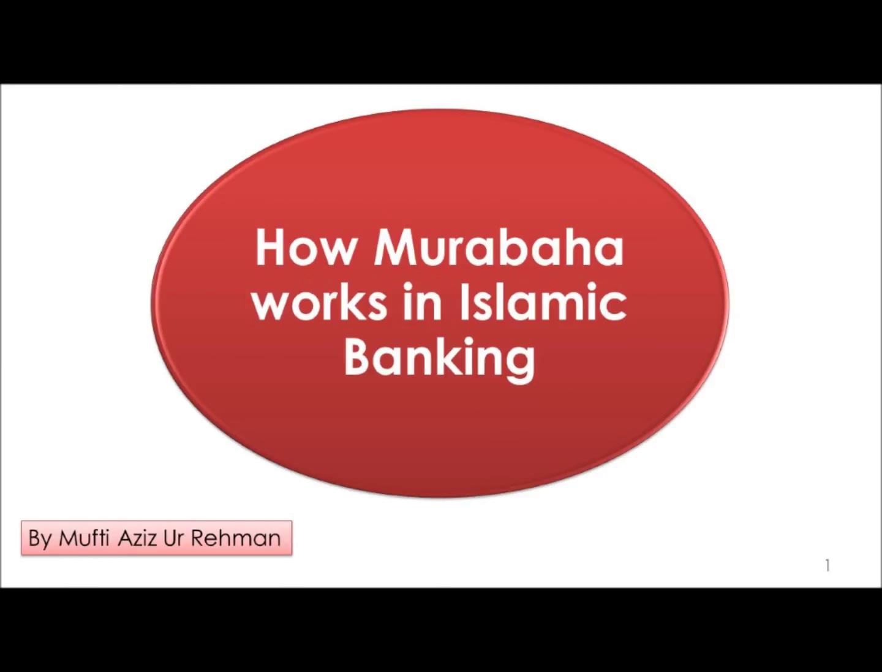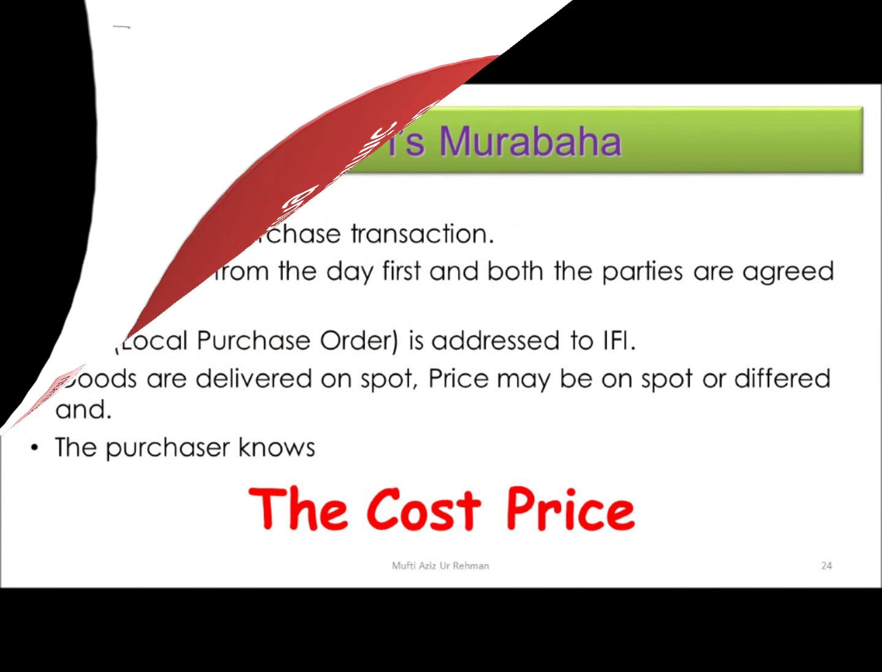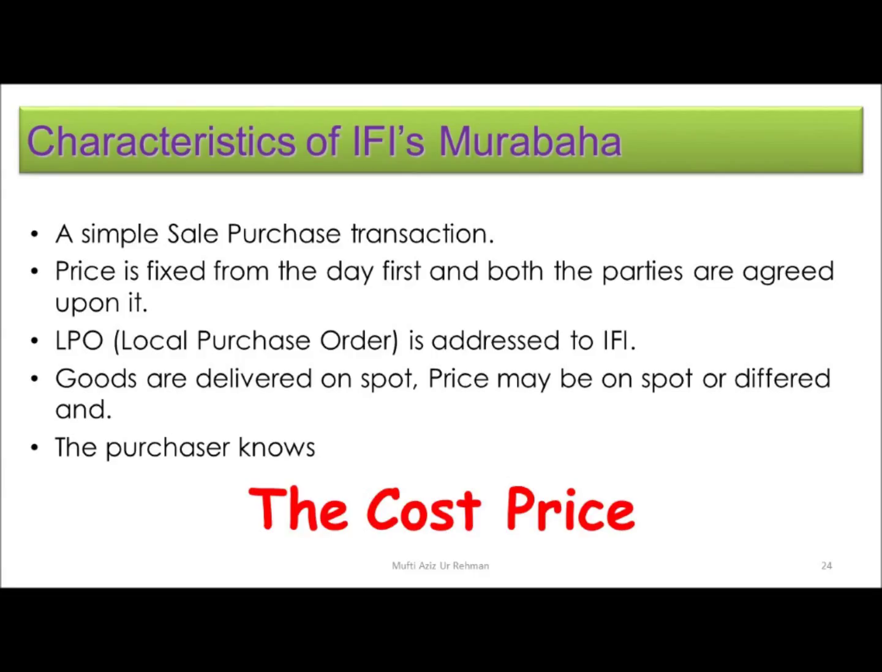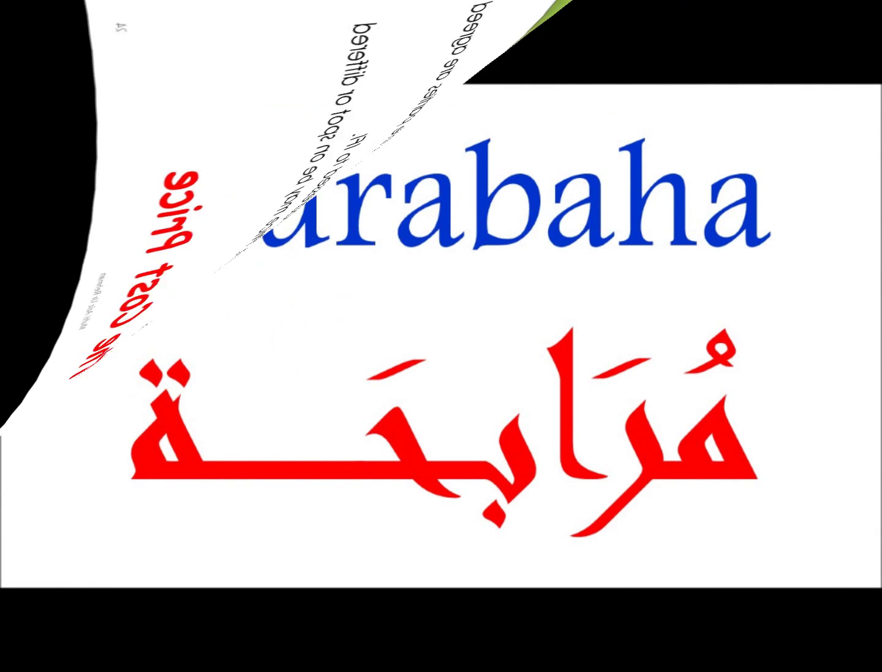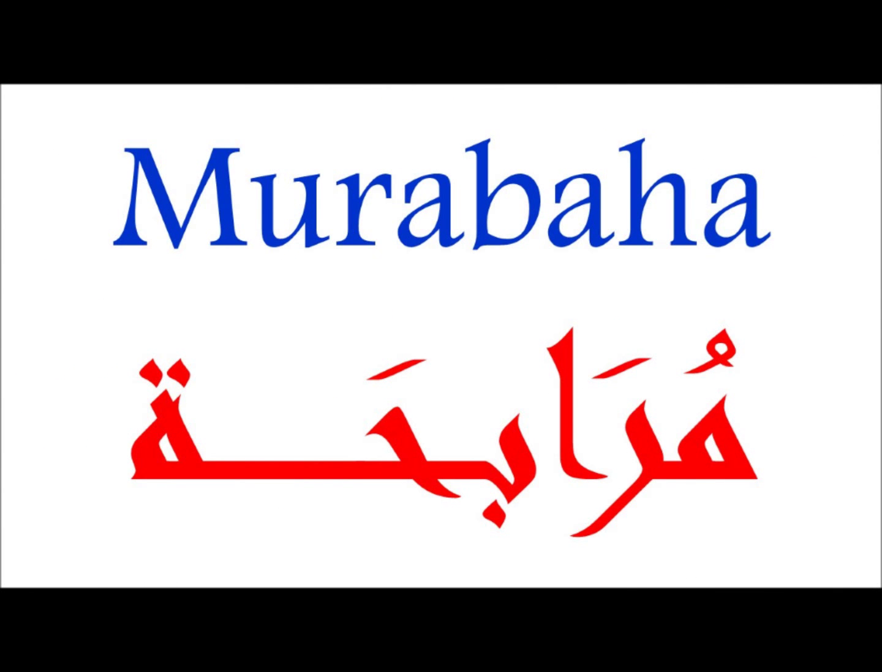Characteristics of Islamic financial industries: Murabaha. We are doing Murabaha in our Islamic banking. Number 1, a simple sale purchase transaction. Number 2, the price is fixed from day 1. Yani, when we are selling this thing, first we have to fix our price. Yani, I will put a price tag that the price of 1 kilo of black pepper is 20 dirham.